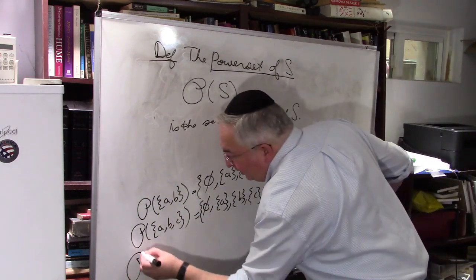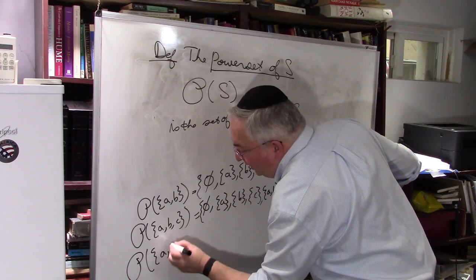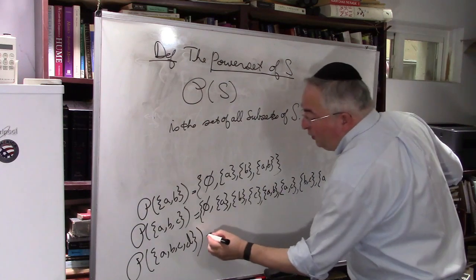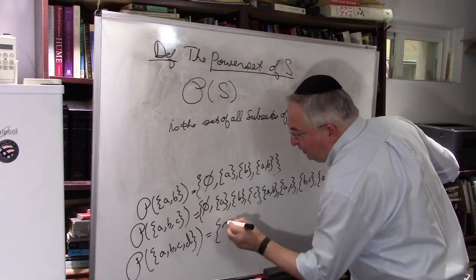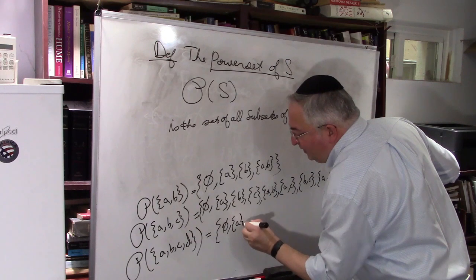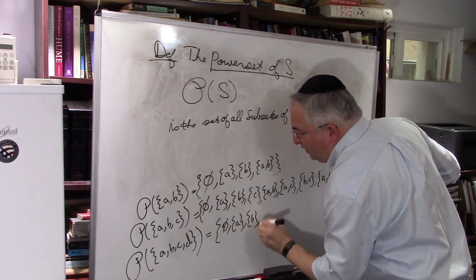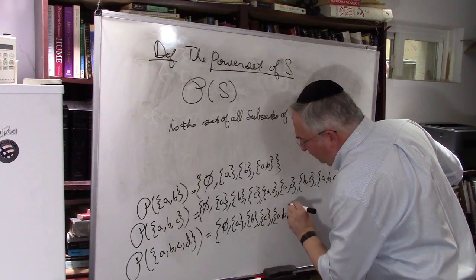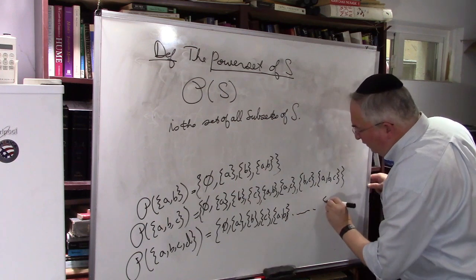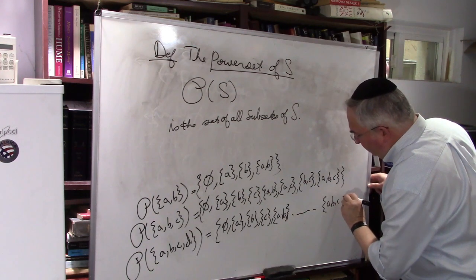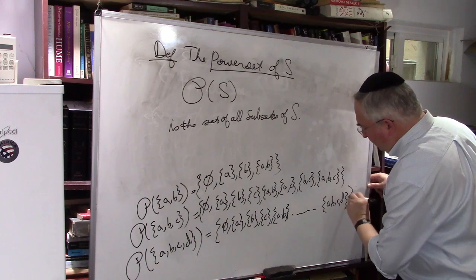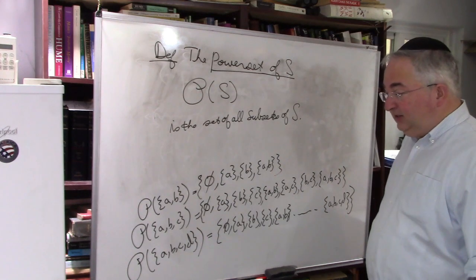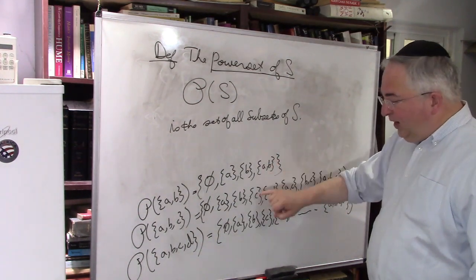What about the power set of the set A, B, C, D? This has 4 elements. We're going to start them off. So the empty set, the set that contains A, the set that contains B, the set that contains C, the set that contains A, B. Okay, and this goes on, all the way till the set that contains A, B, C, D. If you fill this out, you'll see that there are 16 elements in that set. So here we have 4, 8, 16.